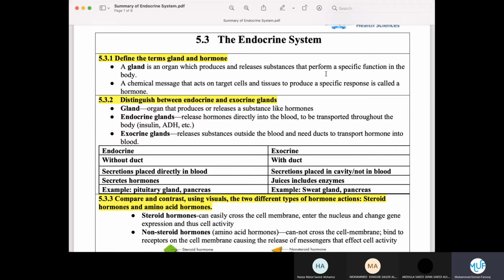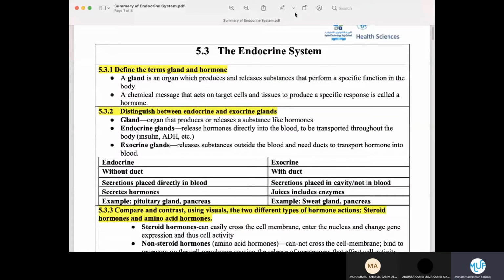So the topic for today is the endocrine system. The endocrine system is made up of glands and hormones. These glands and hormones play a major role in the control of the body systems, or you can say to maintain homeostasis.